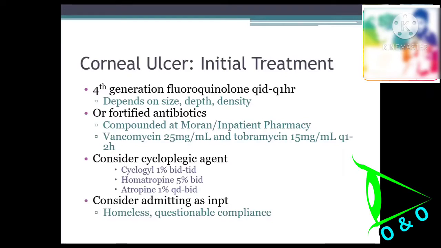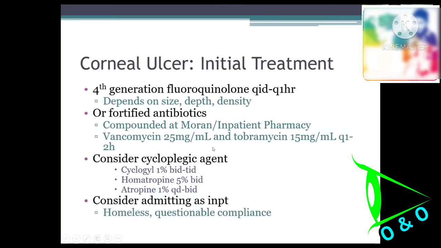If it's a pretty large ulcer, I would go to fortified antibiotics. Whenever we mention fortified antibiotics, for me, that usually means Vanc and Tobra. You can order them right in Epic. They are compounded either at Moran or also inpatient pharmacy if you have someone over at the main hospital. These are the concentrations here. Vancomycin is 25 milligrams per ml. Tobramycin is 15 milligrams per ml, and having that placed Q1 to 2 hours.